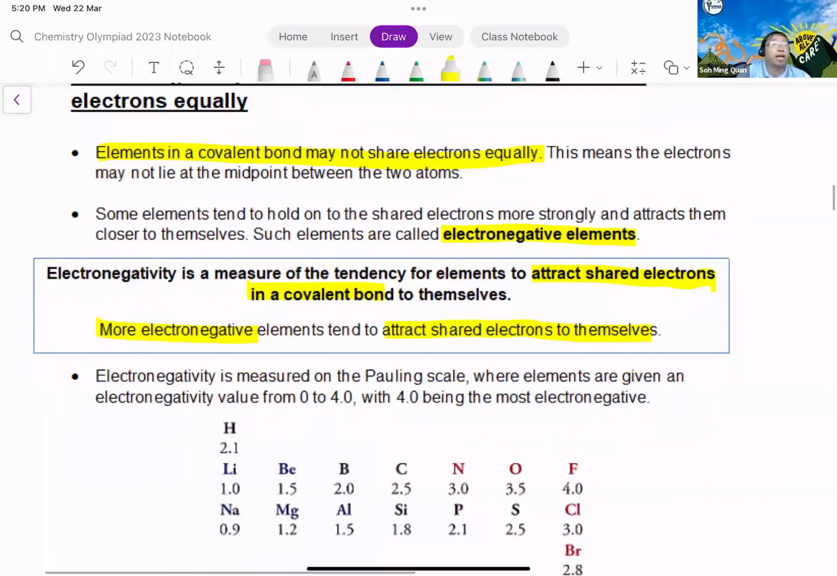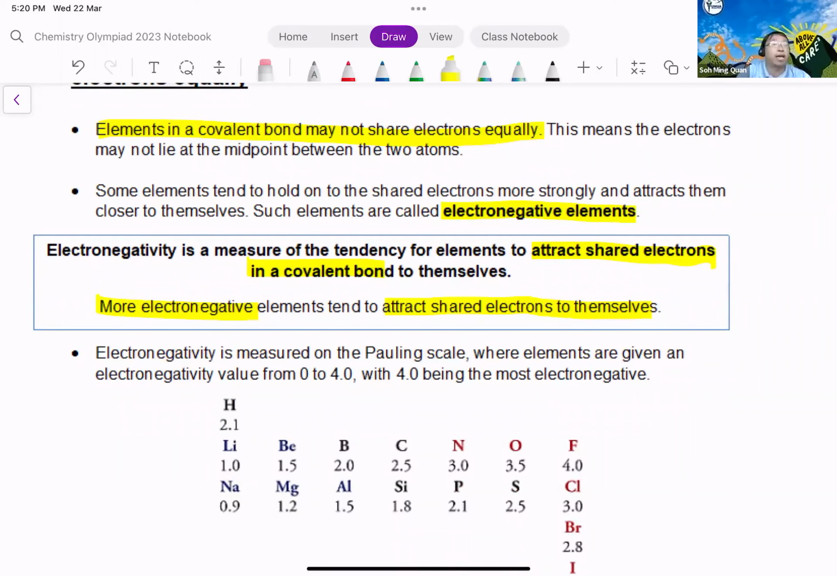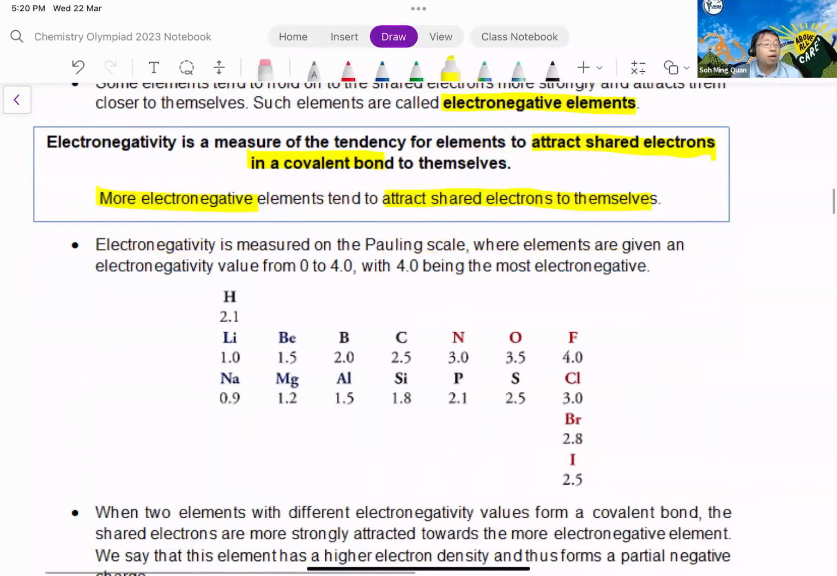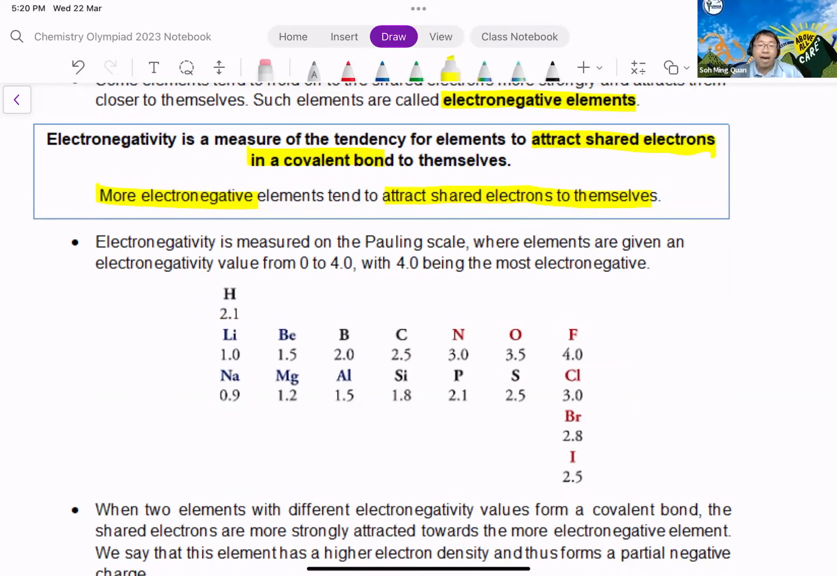So electronegativity has values. We are able to experimentally determine these values, and it's given a numerical scale from 0 to 4, with 4 being the most electronegative. So if you look at the selection of elements that I have here, quite clearly, fluorine is the most electronegative. What this means is that if fluorine were to form covalent bonds, it will have the highest tendency to attract the shared electrons to itself.